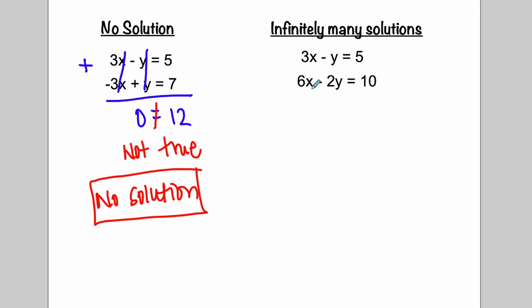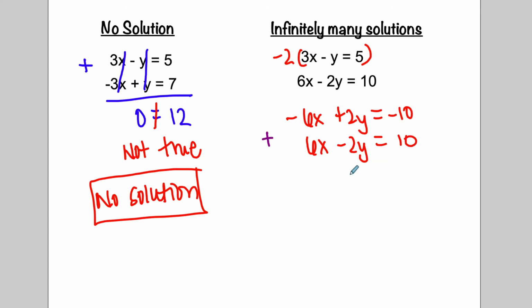I'm asked to solve it. Right away I look and I'm like, darn it, nothing cancels. So I'm going to eliminate, let's see, they're roughly the same. I'm going to take the top one times negative 2, to get my x's to cancel. So I'd have negative 6x plus 2y equals negative 10. Then the bottom, I'm just going to rewrite that equation.